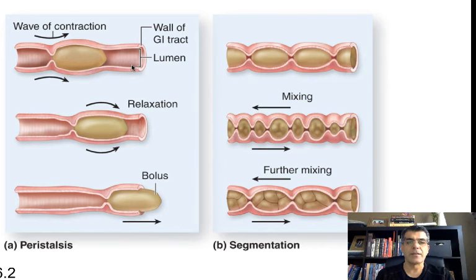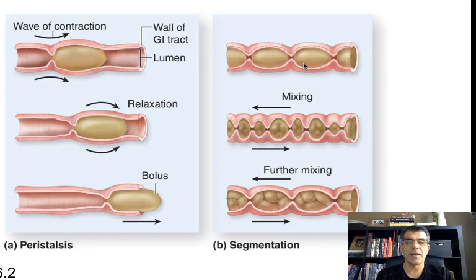Now, think about it. If you move this food forward all the time, there's going to be less chance for this food to get mixed with the GI secretion, with the enzyme and juice that is released from the wall of the GI. As you know, your stomach, for instance, is going to create lots of acid and enzyme. Your pancreas is going to release a bunch of enzyme. And if the food is going to pass through the small intestine very quickly, how are you going to digest the food to the point that you can absorb them? You don't want this food to just move forward. Therefore, we're going to use something that's called segmentation.